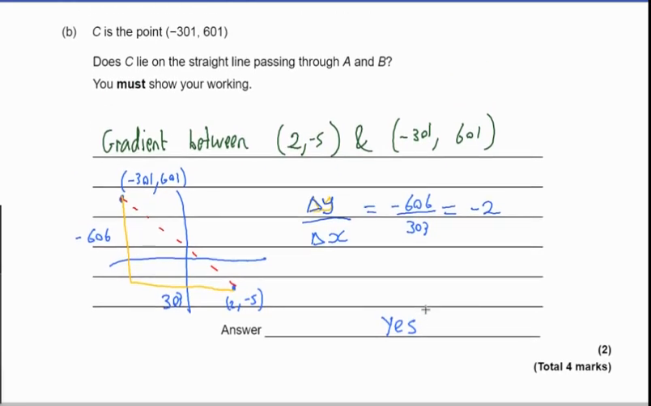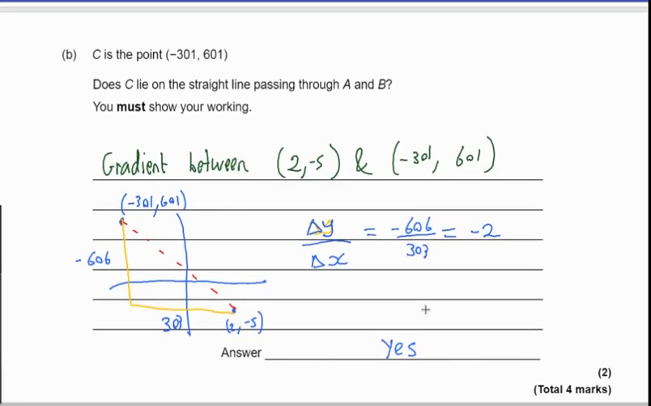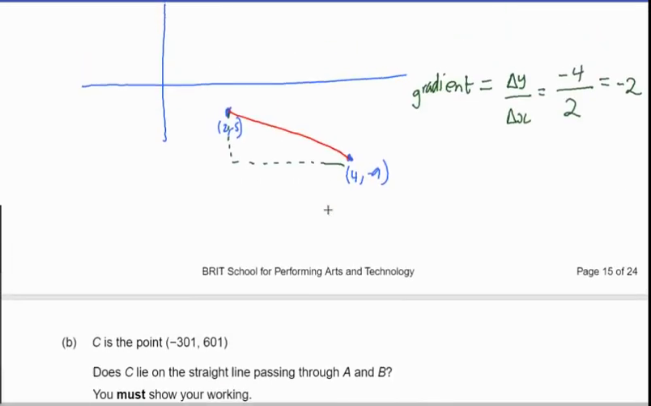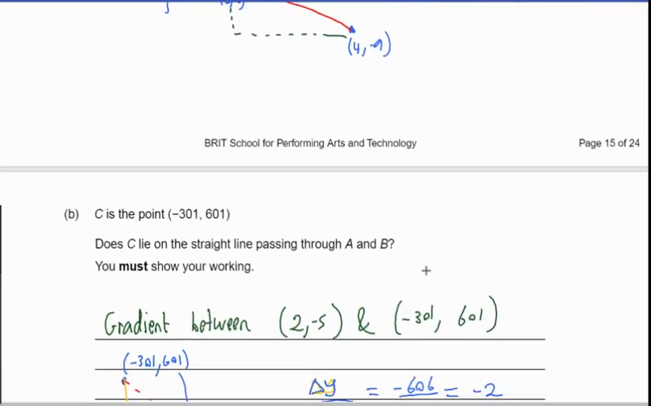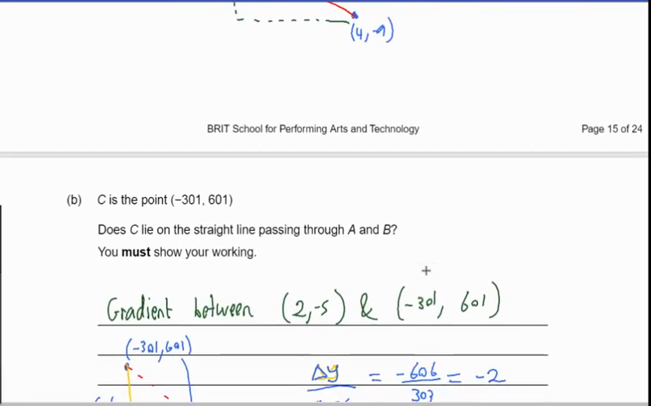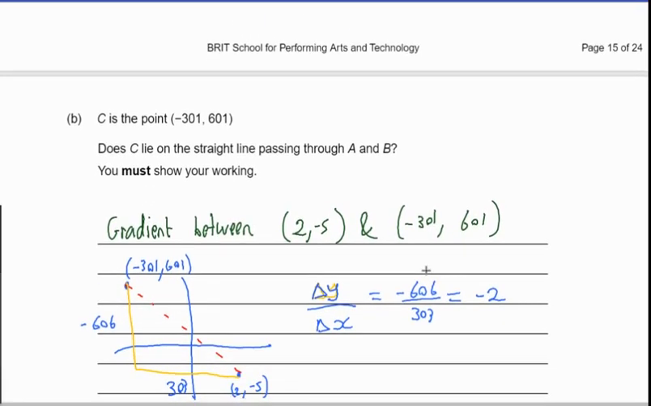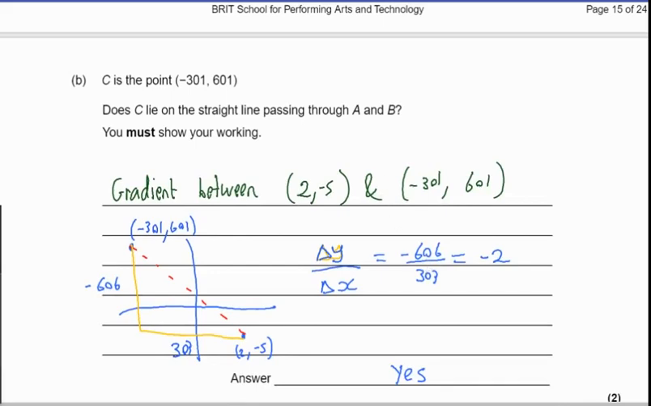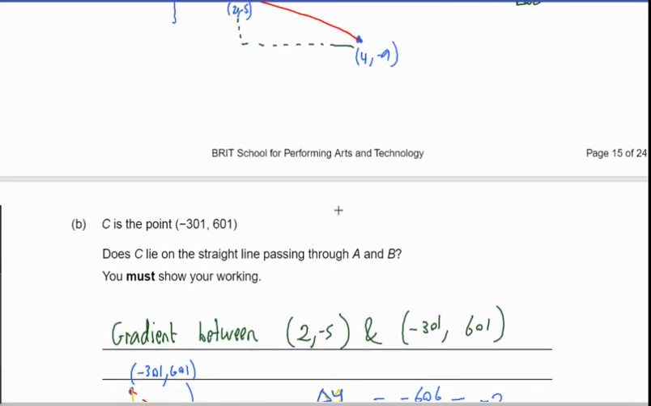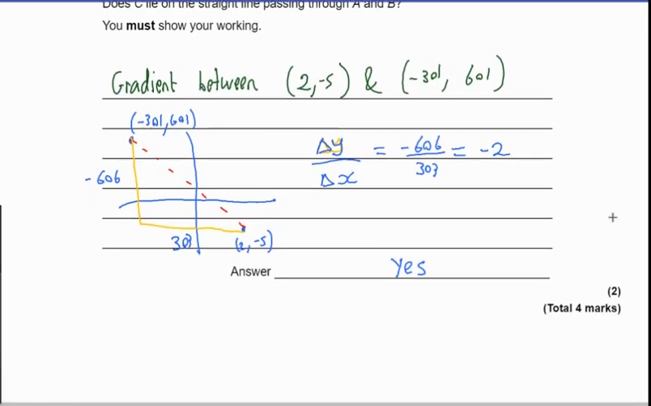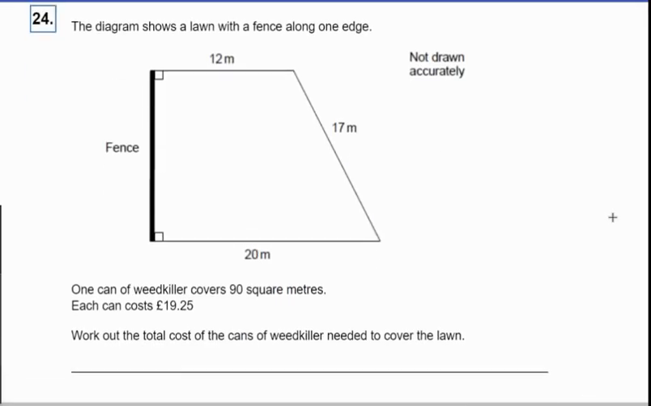Okay. So, first of all, you could have used, I used (2, minus 5). You also could have used (4, minus 9). And what should happen is when you do the work, you should get the same gradient. So I challenge you to maybe try the gradient between (4, minus 9) and (minus 301, 601), and you should get the same answer. Okay, let's keep it moving.